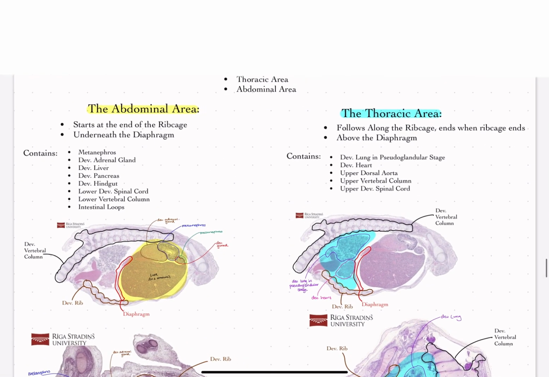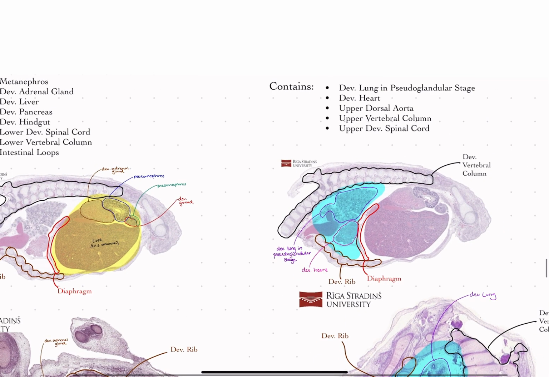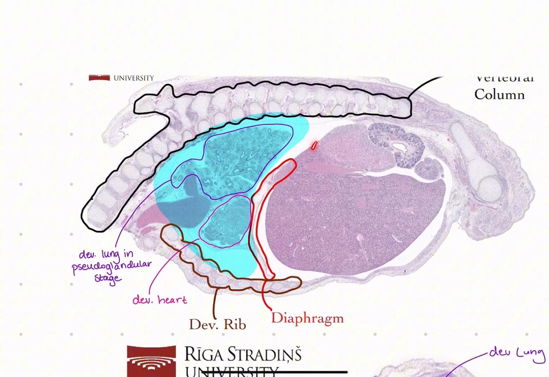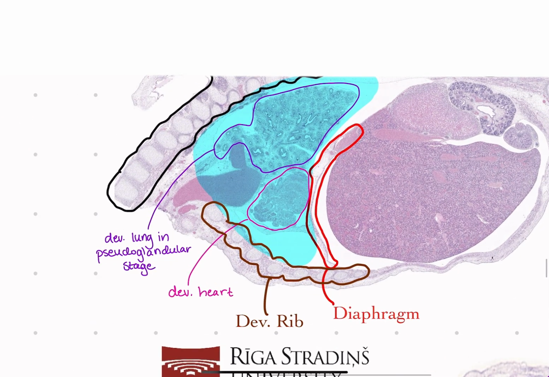The most important way to figure out the embryo in sagittal cut is to find the abdominal area in comparison with the thoracic area and vice versa. For example, the thoracic area is going to be above the diaphragm. It's also going to host organs such as the lung in pseudoglandular stage, the developing heart, as well as other structures, but we'll get to that in a second.